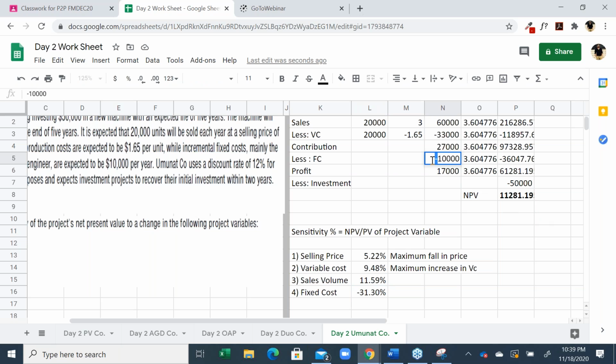Let's check it again. $1.313. Let's do it. It should be as a minus figure, right? So again, here we go. Our NPV is almost equal to zero. So increasing the fixed cost by 31.3% resulted in a zero NPV.